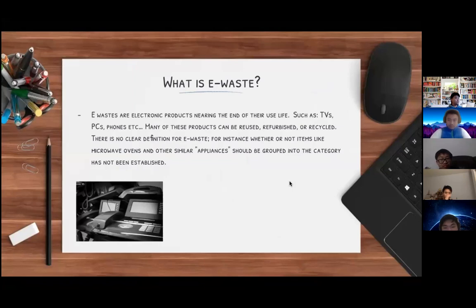So first of all, what is e-waste? There's no specific definition for e-waste, but it's basically electronic products near the end of their use life. For example, TVs, PCs, old phones, etc. Many of these products can be reused or recycled, but not many people know about it, and they're extremely harmful to the earth. We can say that they're one of the most harmful types of waste on the earth for now. Today we're here to address this problem.